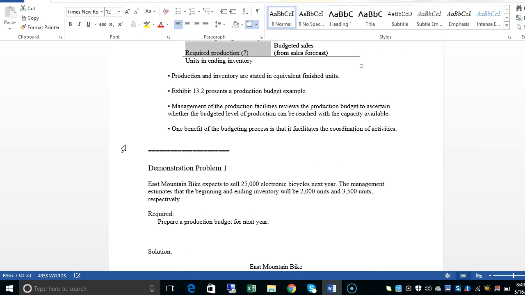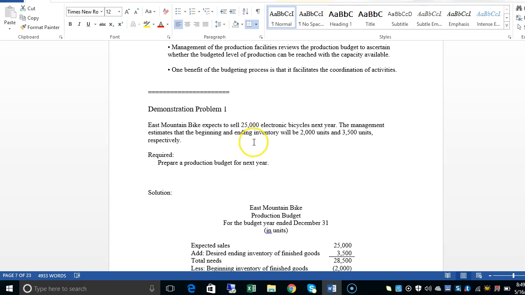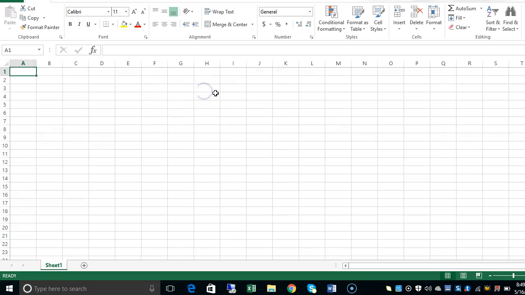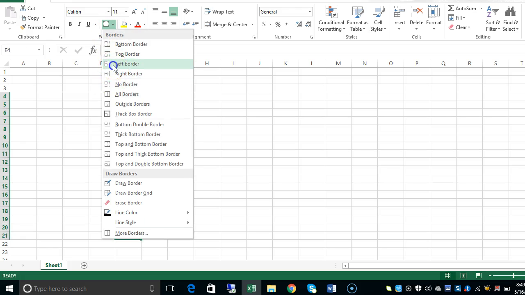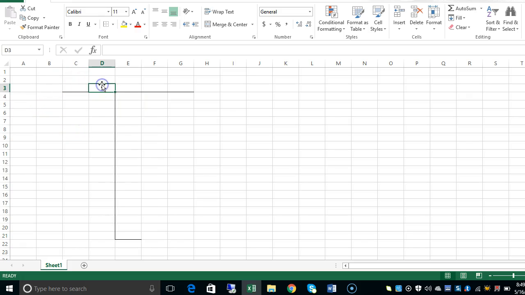So let's go through a quick problem. We have a mountain bike company that expects to sell 25,000 bikes next year. Management estimates that the beginning inventory will be 2,000 units and the ending inventory 3,500 units, respectively. Prepare a production budget for next year. So let's create a T account for our finished goods inventory.